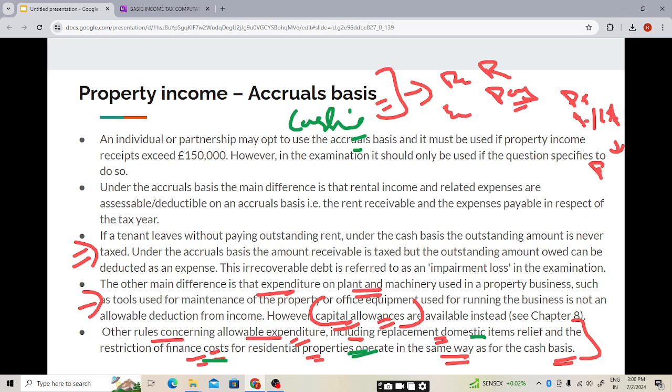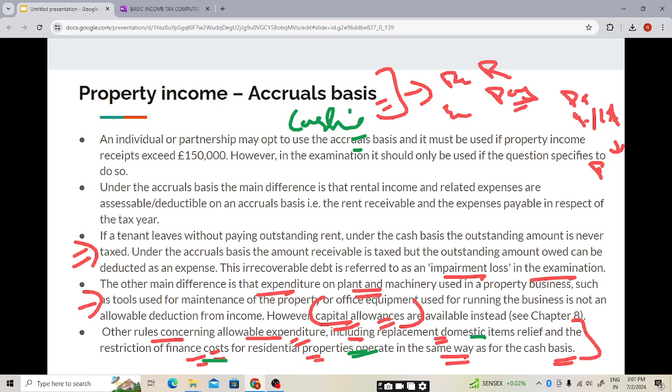When coming to the losses, suppose I have not received the rent, my tenant has run away or is not paying. Under the cash basis, there is no need to do any adjustment, because the relief is automatically given: whatever amount you receive, you will be taxed on, so what is not received is not taxed. But coming to the accrual basis, you need to show it under your expenses as an impairment loss. In your examination question, it will be mentioned that there is an impairment loss.